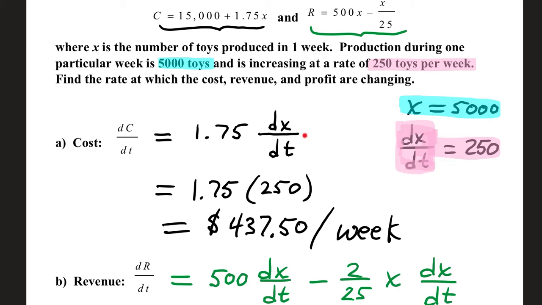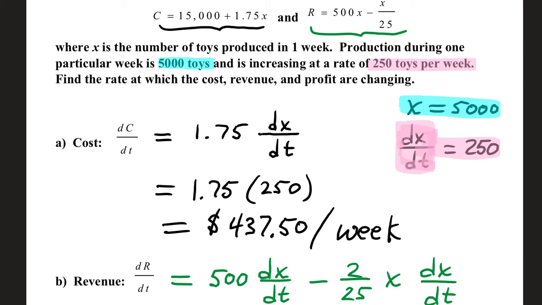Our change in production per week is increasing at 250 toys. We only need to use this part of our information to fill in for dx dt. 1.75 times 250 is $437.50 per week. That's the rate at which the cost is increasing.